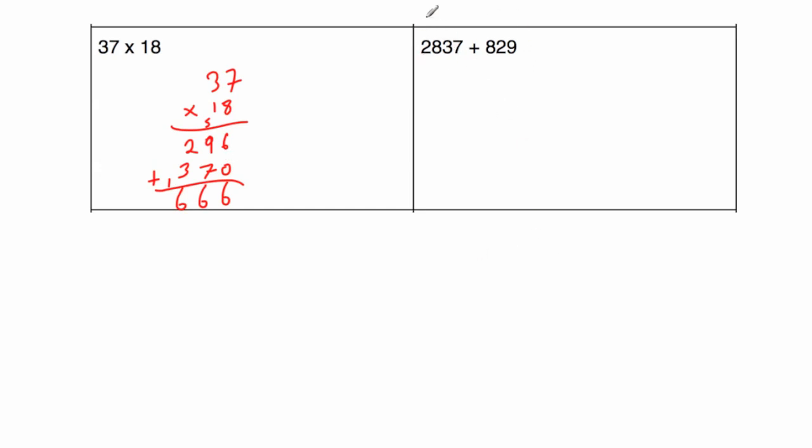Our next question is an addition question. We have got 2,837 plus 829. So again, let's line them up in columns. So 2837 and 829. And adding them together, 7 plus 9 is 16. So put the 6 down, carry the 1. 3 plus 2 is 5, plus 1 is 6. So put the 6 down. 8 plus 8 is equal to 16, so put the 6 down, carry the 1, and 2 plus 1 is equal to 3. So the answer would be 3,666. Okay, and our next question.